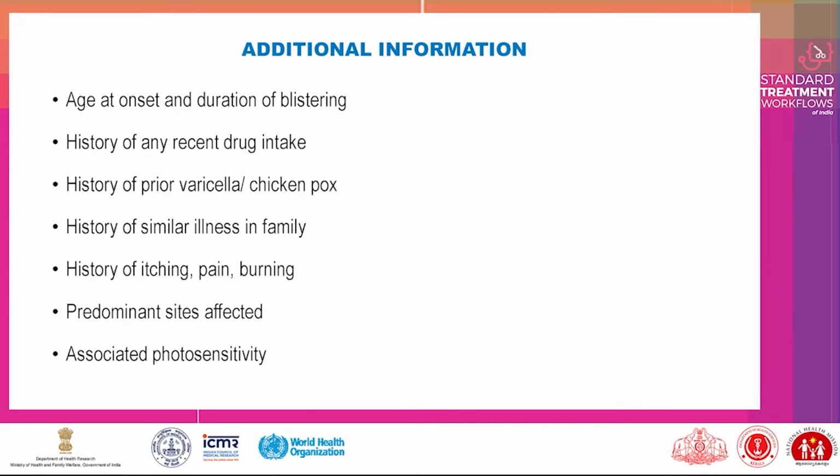Additional information: age at onset and duration of blistering, history of any recent drug intake, history of prior varicella or chickenpox, history of similar illness in the family, history of itching, pain, burning, predominant sites affected, and associated photosensitivity.